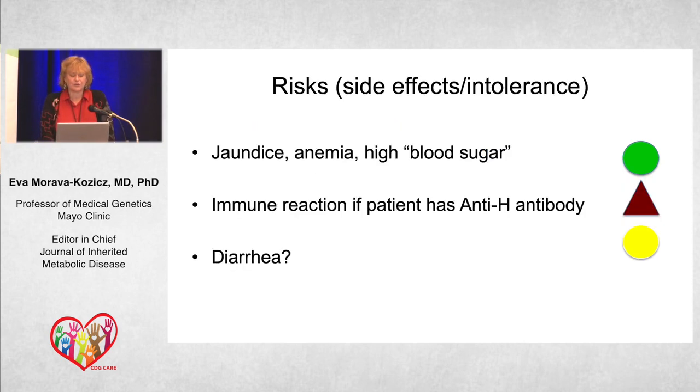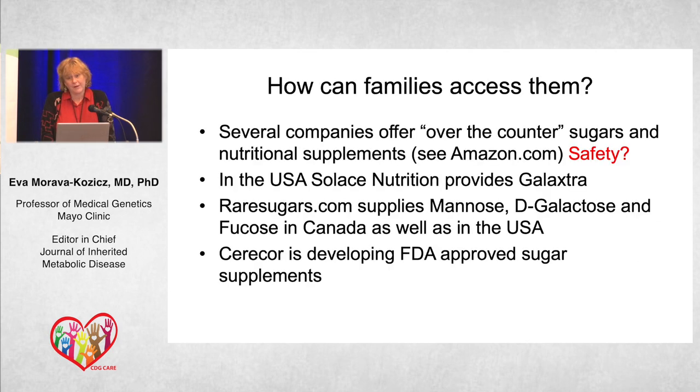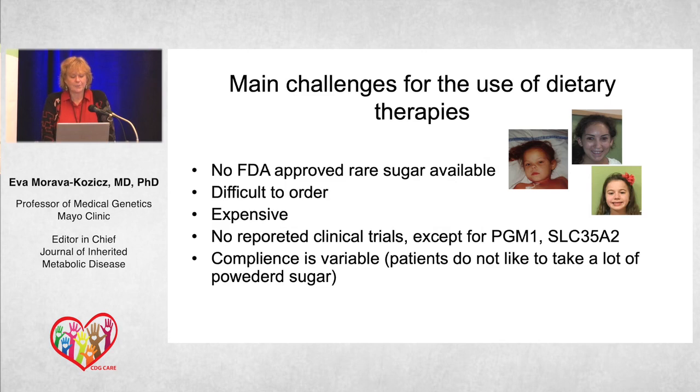There are many risks of sugar therapy. You have to be sure that you do not overdose your sugars, because you can have side effects of that. Families have difficulties getting these sugar supplements because they are not prescribed. Sometimes they get them from Amazon and you don't know what's in there. So it's really important that we use reliable sources, and that's why Cerecor is also trying to help us to have FDA-approved sugar types. Okay, so I think we can conclude that there are still a lot of challenges for dietary therapies.